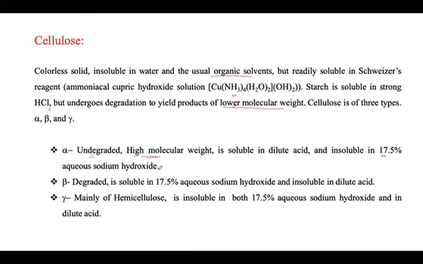Then we have another class of cellulose, that is beta cellulose. Beta cellulose is usually the one that is degraded. If the main raw cellulose is degraded, it forms low molecular weight cellulose, and the character of that degraded cellulose or beta cellulose is that it is soluble in 17.5% aqueous sodium hydroxide and is insoluble in dilute acetic acid. Then we have another one, that is gamma cellulose, that is mainly hemicellulose and is insoluble in both 17.5% aqueous sodium hydroxide and in dilute acid.